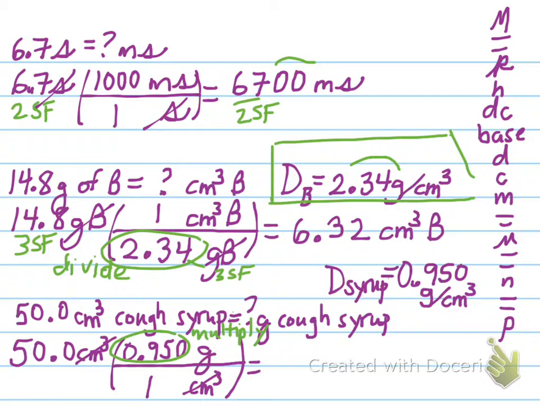So again, I'm going to do 50 times 0.950, and if we talk first too about significant figures, right, this has 3, this number actually has 3, so my answer should have 3, so I get 47.5 grams of syrup. So again, what's important here is that you're starting to learn how to set these problems up and recognizing that you're going to multiply by numbers in the numerator and divide by numbers in the denominator.